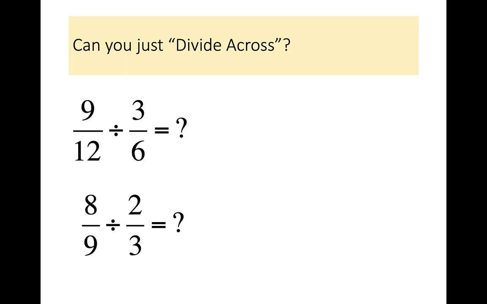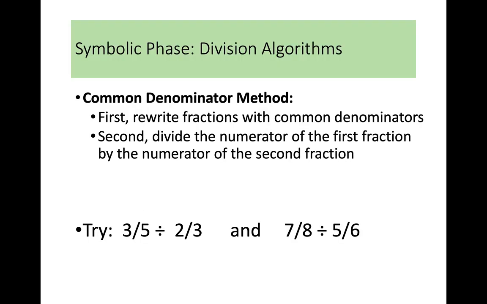And remember, that's fine. Just like you multiply across, division is related to multiplication. We can just divide across and get the same answer. And with that, that's why one method that's taught in schools is the common denominator method. It uses that principle to go through. So let's take a look at these two together. I have 3/5 divided by 2/3, and then we're going to look at 7/8 divided by 5/6.